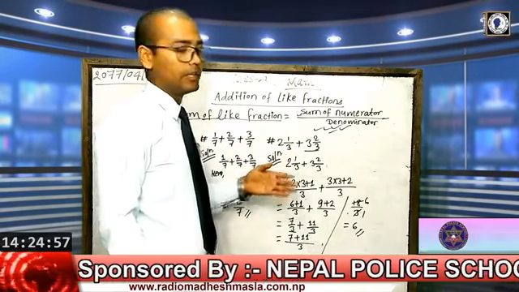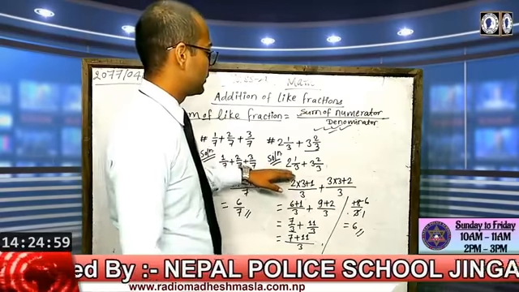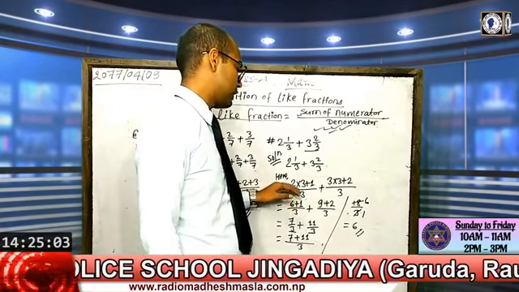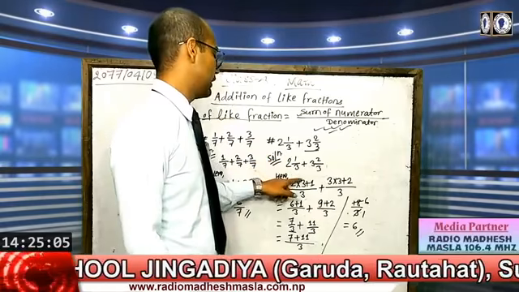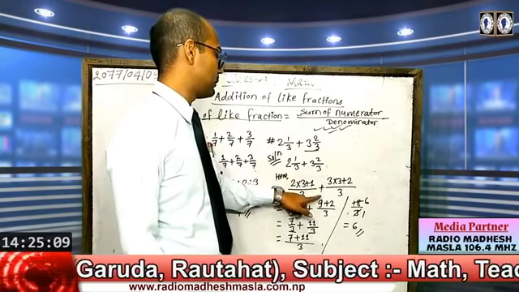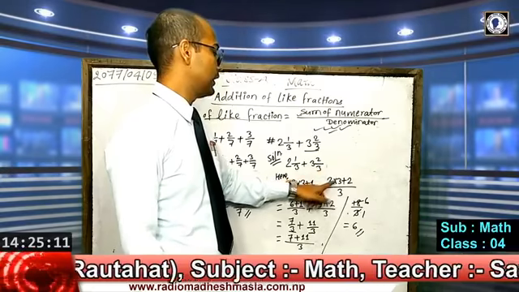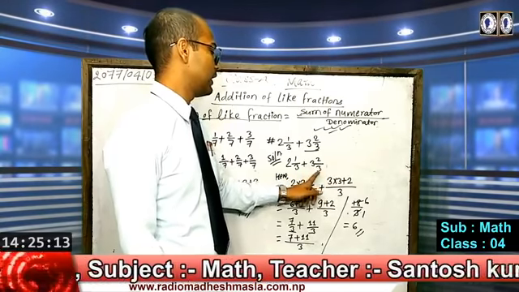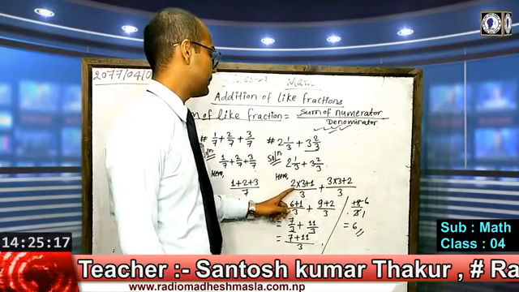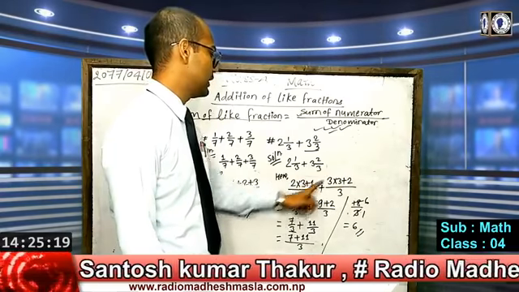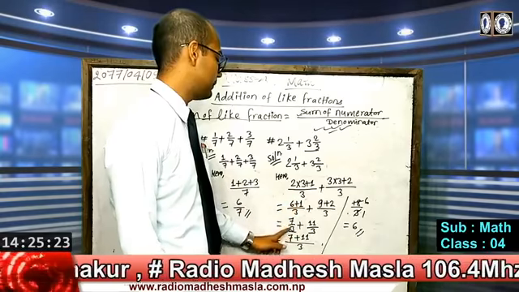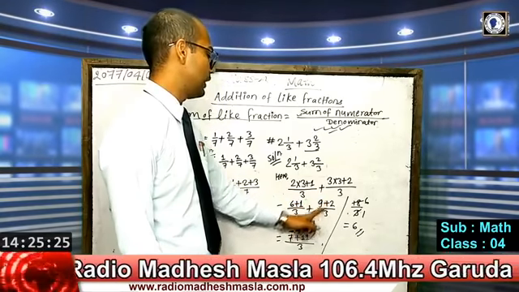So here we can find the addition of like fractions if they are given in mixed number in this way. First we have to change the fractions into improper fractions, so we change 2 into 3 plus 1 by 3, and then there is a plus sign. Then 3 into 3, that means quotient into divisor plus remainder. Then we got 6 plus 1 is 7 by 3, and 9 plus 2 is 11 by 3.